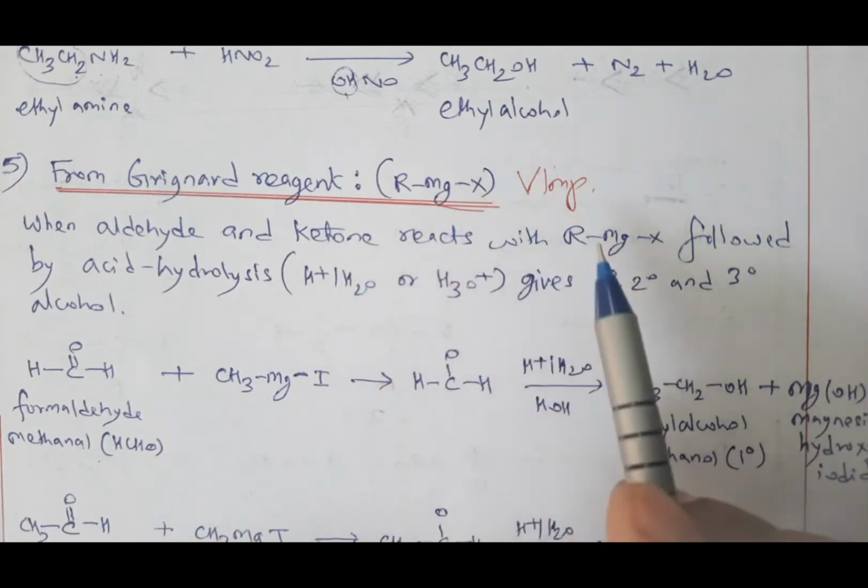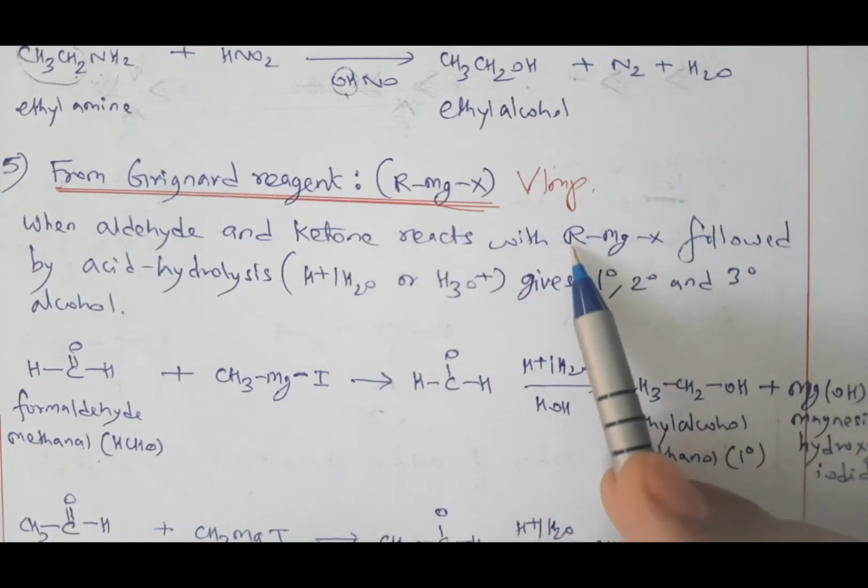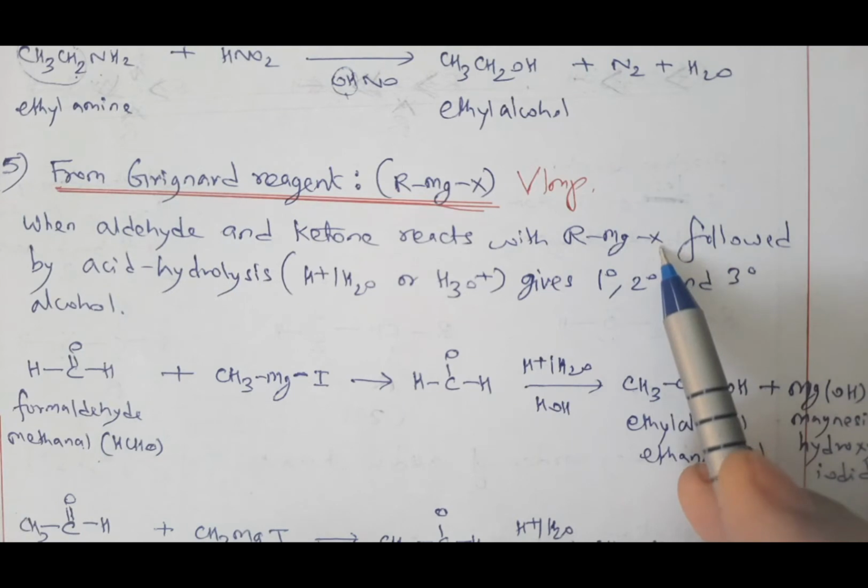And the general formula of Grignard reagent is RMgX. R can be methyl. Usually we take methyl only, CH3. Mg is Mg, and X can be chlorine, bromine, iodine. You can take chlorine, bromine or iodine. But usually we prefer iodine because the reactivity of iodine is more because of its larger atomic size. After that, bromine reactivity, then chloride. So usually we take iodine, but you can take bromine also.